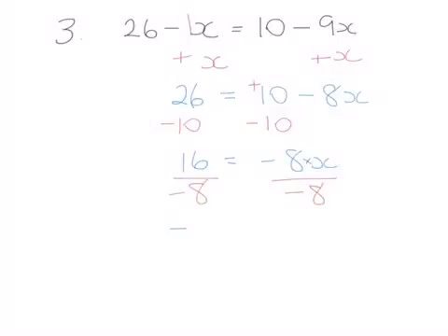Positive divided by a negative is a negative. 16 divided by 8 is 2. The negative 8's cancel, and I'm left with x. So x equals minus 2 is the solution to that equation.